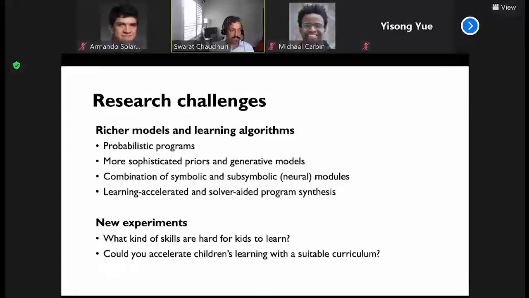And this can also lead to new experiments. For instance, we can try to devise new experiments that classify skills as being hard to learn or easy to learn. We can experiment if we can accelerate children's learning with a suitable curriculum, and you can imagine all of this has immediate applications in the context of education.